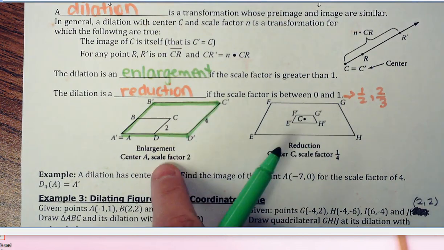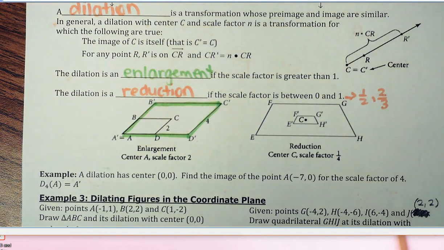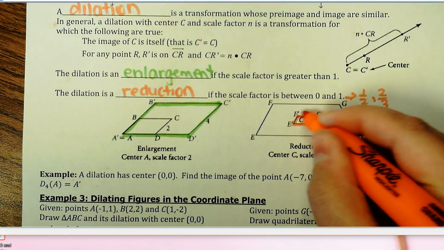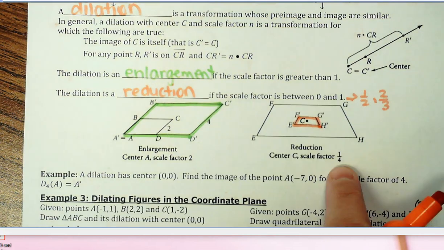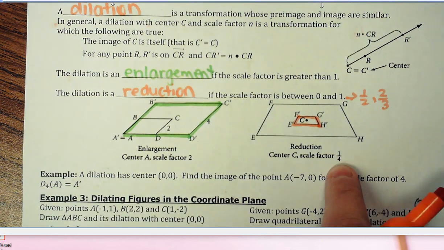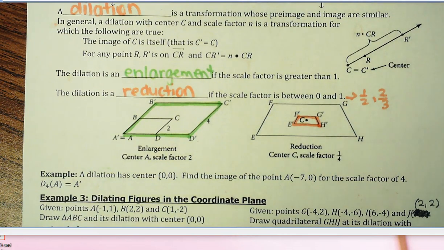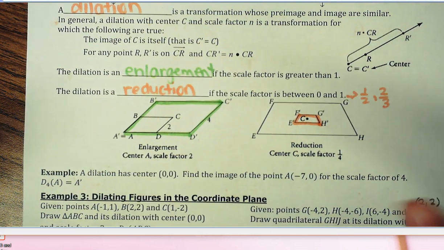It looks like a parallelogram, scale factor of 2. Now here, the original is much larger, and you can see the primes here on the inside. So this is 1/4 the size of the original. This is twice as big as the original. Scale factor. Okay, sorry, not twice as big. It's a scale factor of 2.